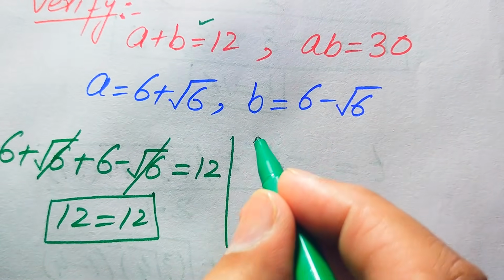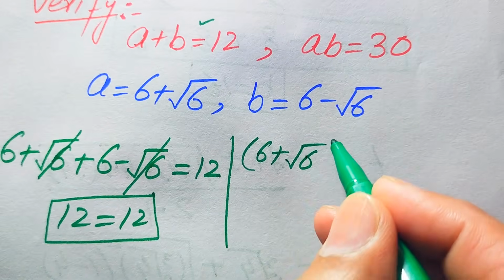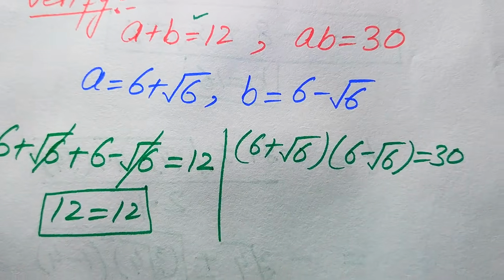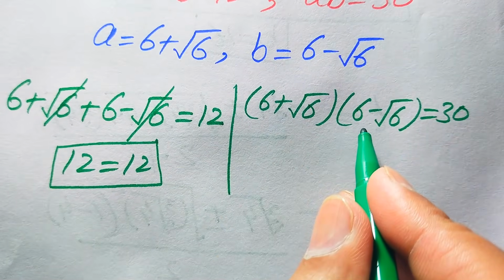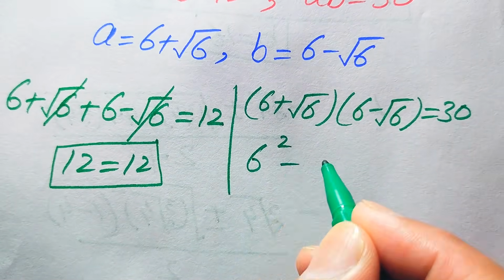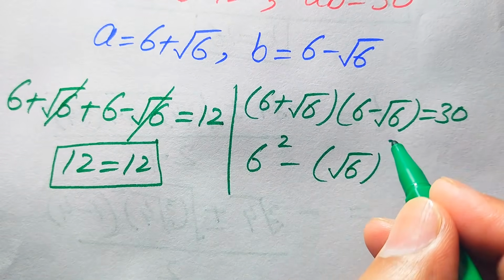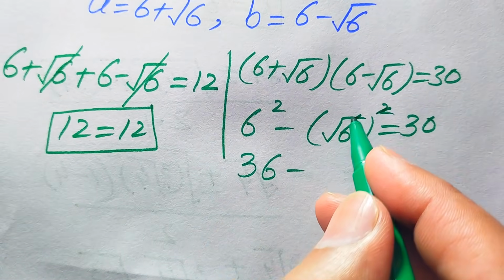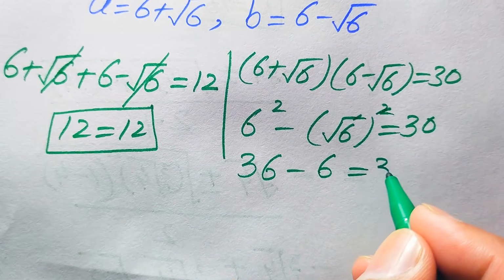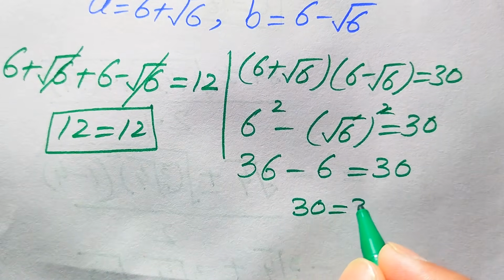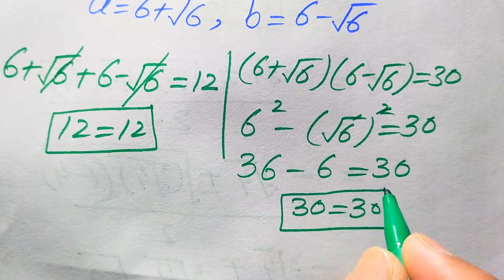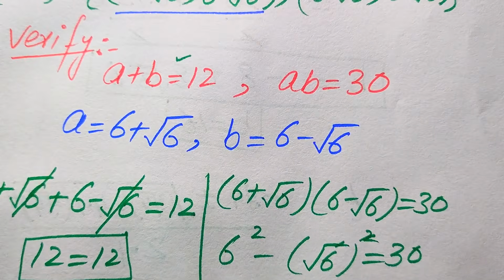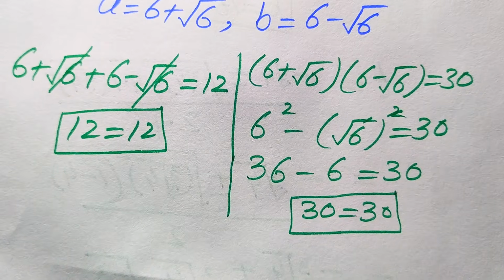Likewise we verify the second equation. We put these two values here, and it becomes 6 plus square root of 6 times 6 minus square root of 6, and this whole expression equals 30. So this is the (a plus b)(a minus b) formula, so it is written as 6 squared minus square root of 6, whole squared, equals 30. So 6 squared becomes 36 minus 6, since the square and square root are gone, and we clearly get 30 equals 30. This shows that both of these values satisfy the second equation. Finally, we say that both of these roots satisfy our given question statement.